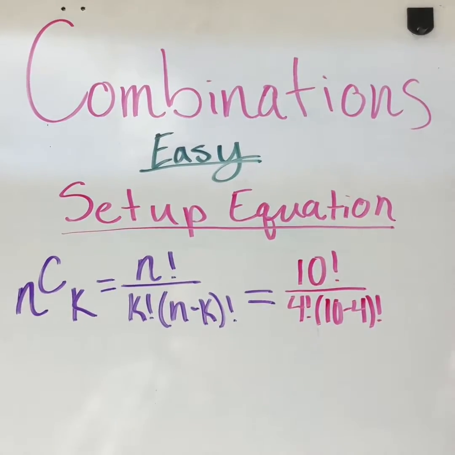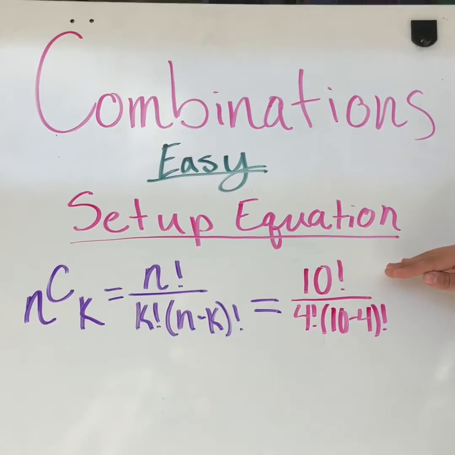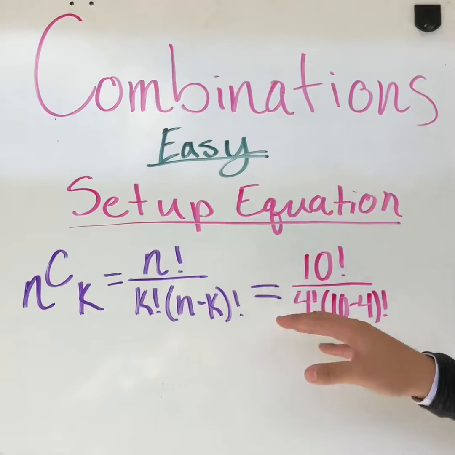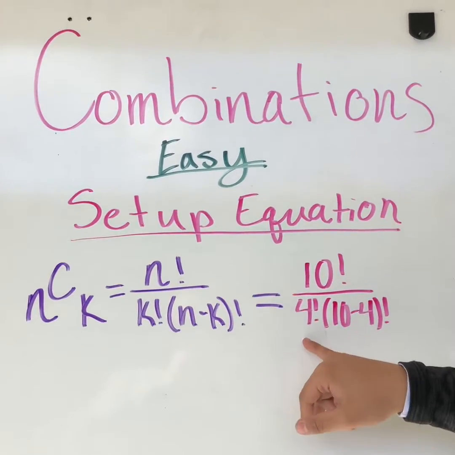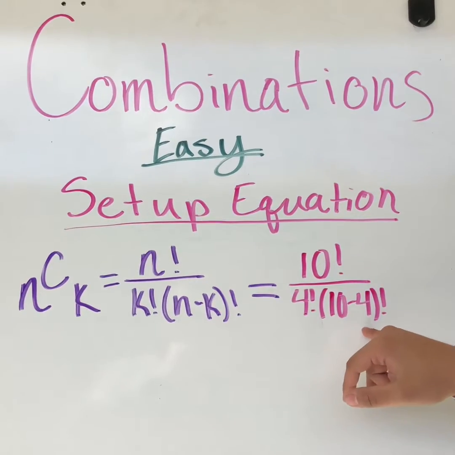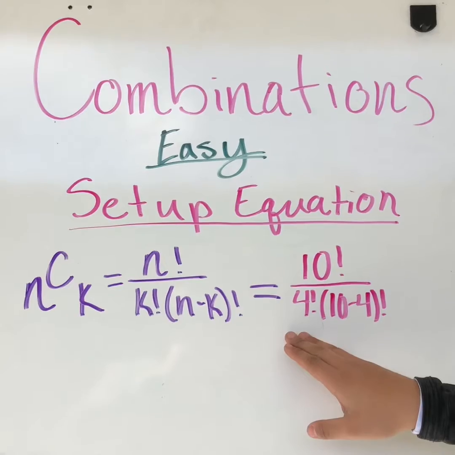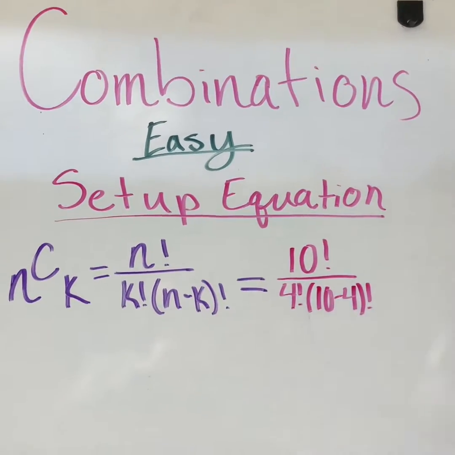Set up the equation. So this is the equation for combinations. So 10 is the number of options you have, and 4 is the number of options you want. And it's going to be 10 factorial over 4 factorial times (10 minus 4) factorial. And we have the extra 4 factorial because you don't want any repeating combinations, so you divide by it.